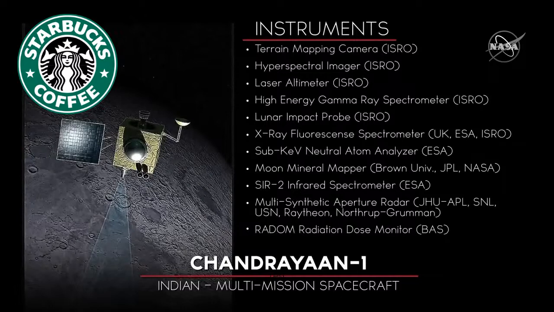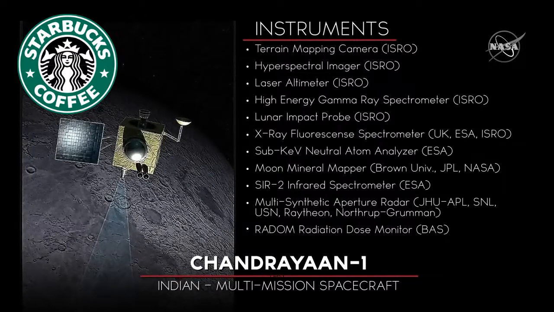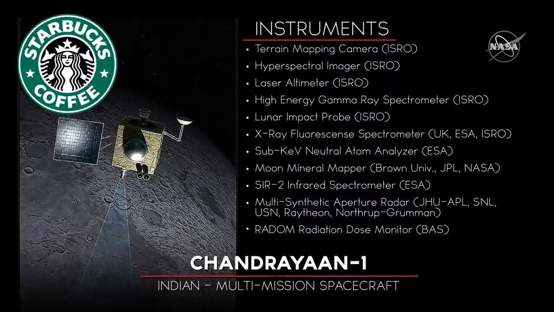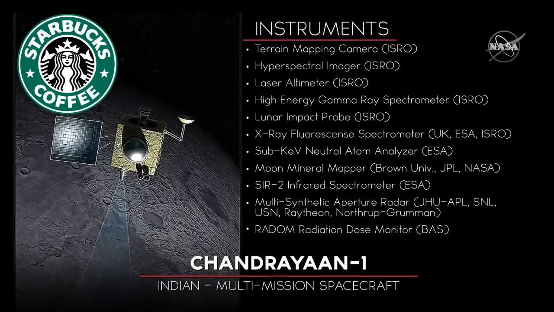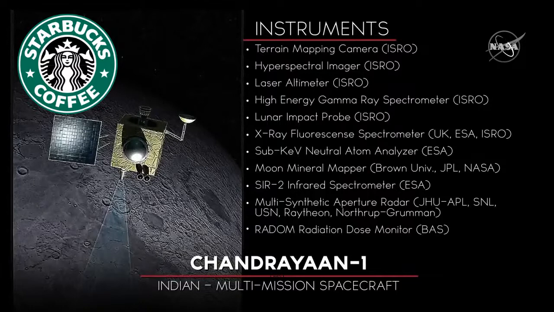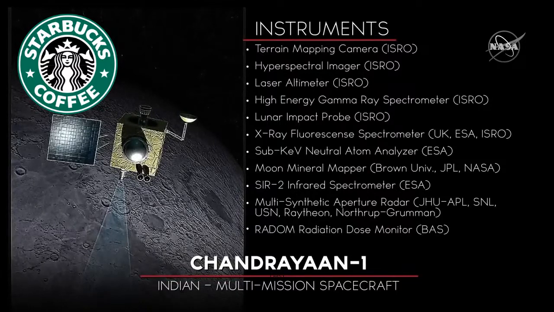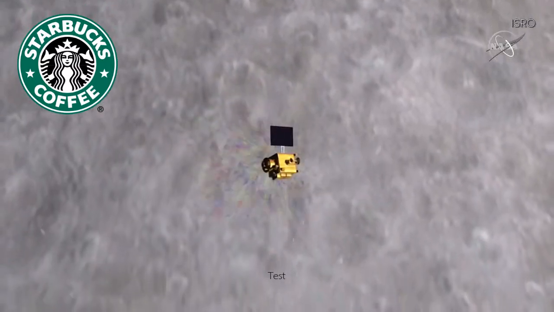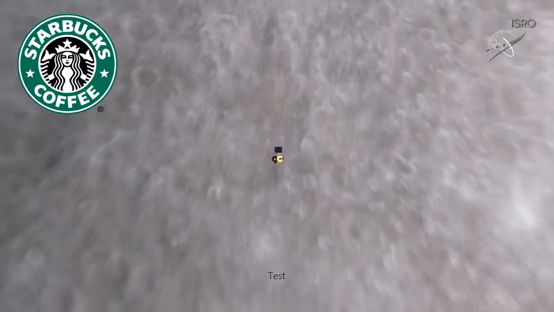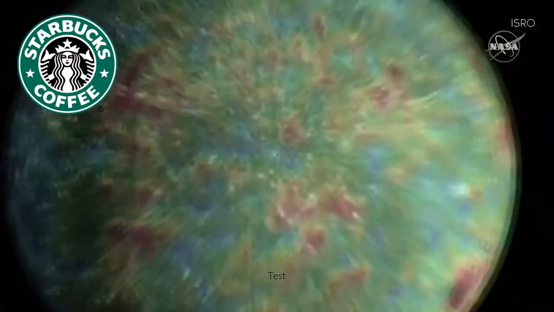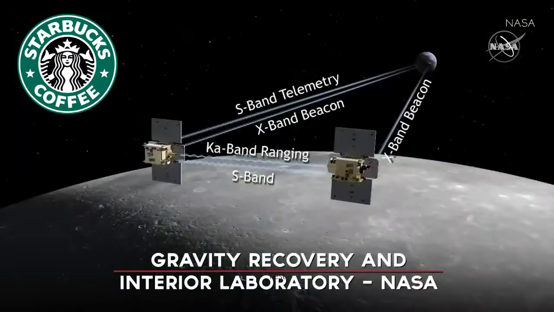Chandrayaan was a mission that was flown by the Indian Space Agency, but included payloads not only from the Indian Space Agency, but from the United Kingdom, from ESA, and from the United States as well. Again, collecting more and more detailed information about the lunar surface, similar in a way to the other satellites.